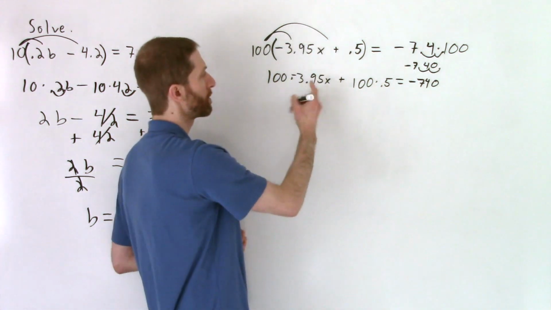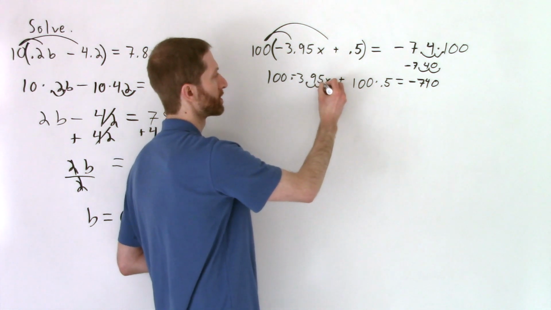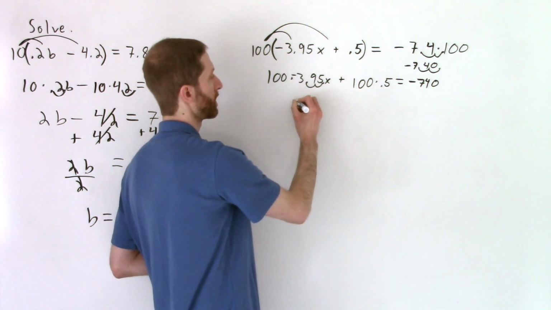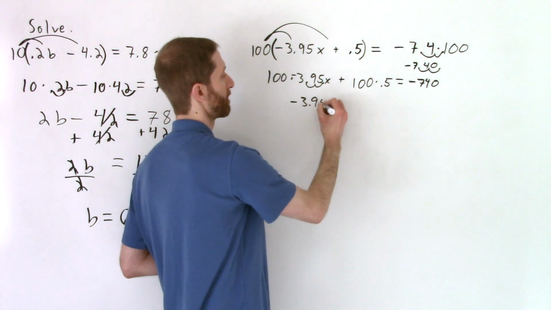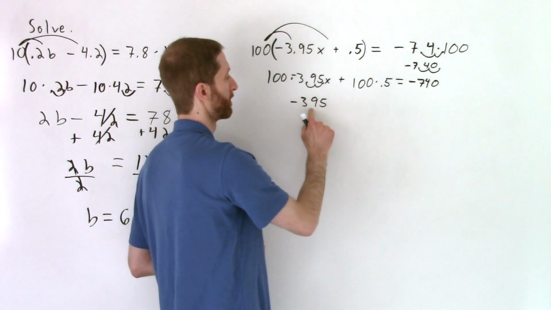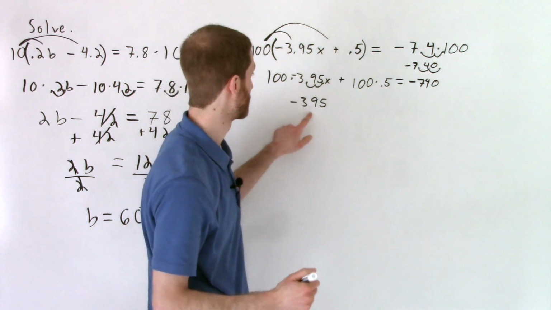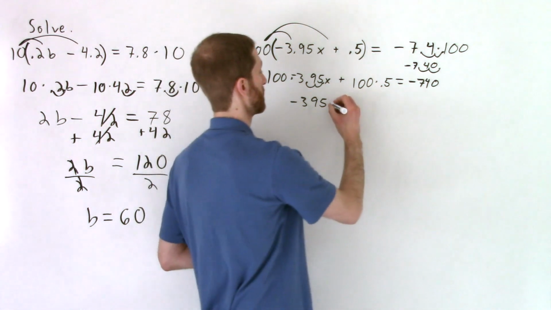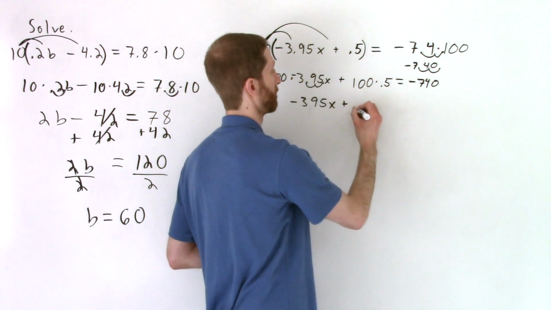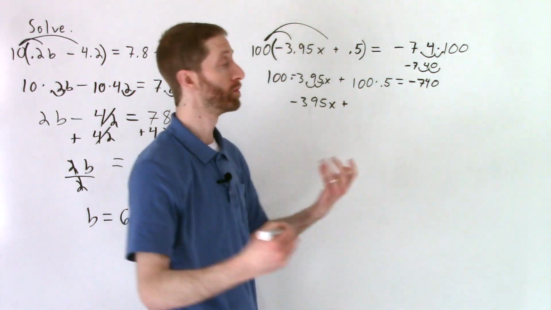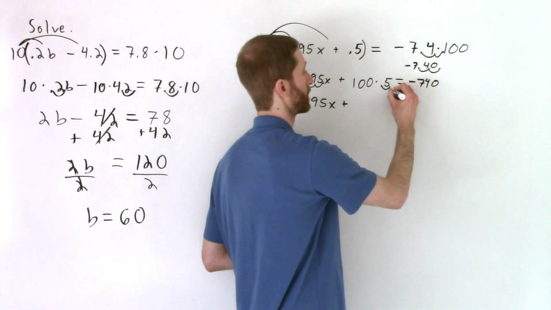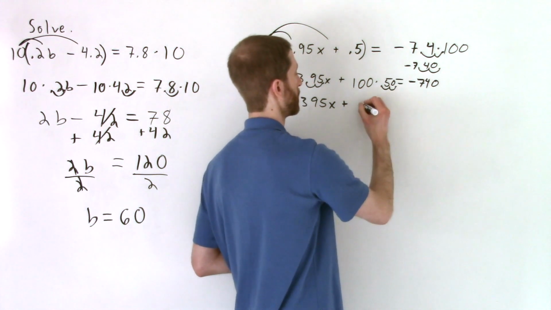All right, so now we move the decimal point once, twice to the right. That leaves us with negative 3.95. Oh, big error. Negative 395. The multiplication of 100 is the decimal movement. And we then have plus 100 times 0.5. Move the decimal point 2 places to the right, 1, 2. Add that 0. We end up with 50.